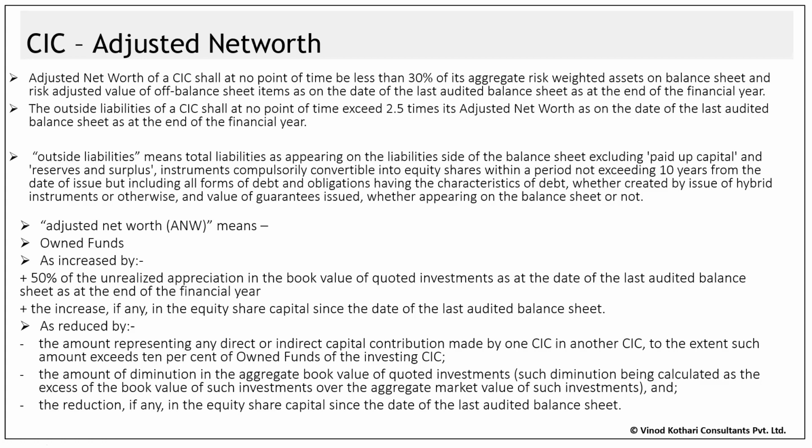You may recall in the last session, we discussed that when I'm calculating net owned funds, investment by one NBFC into another is subtracted from the net owned funds. So when I'm arriving at net owned funds from the owned fund, I subtract investment by one NBFC into another. The same criteria applies to the CICs also. So if one CIC is investing in another CIC, that particular investment is subtracted from the adjusted net worth.